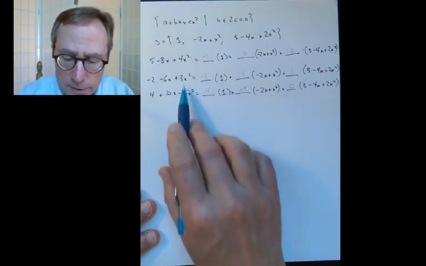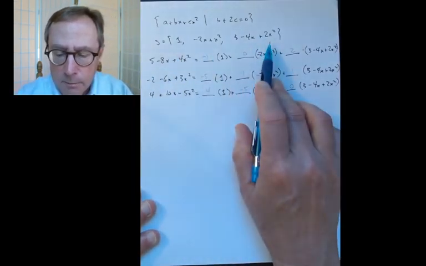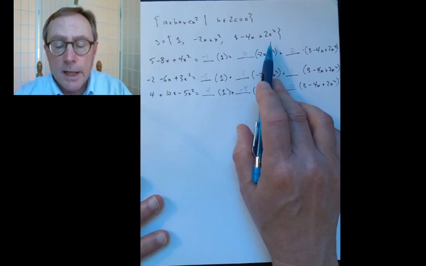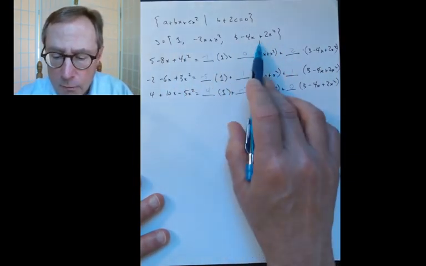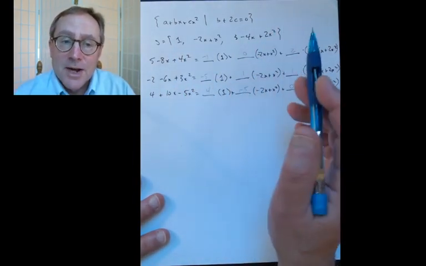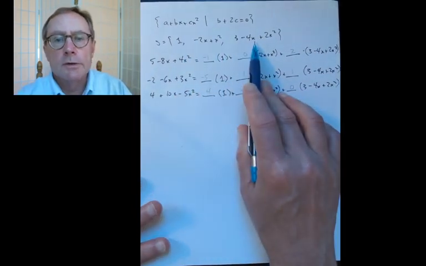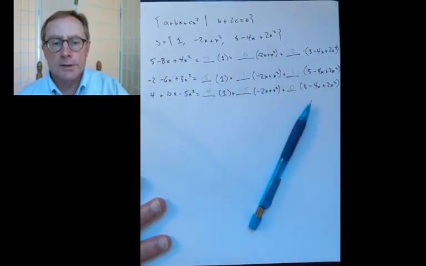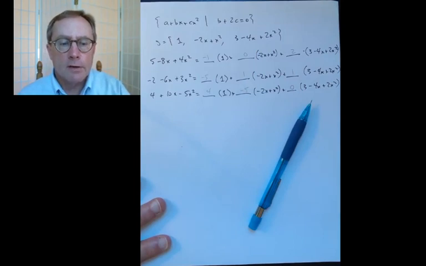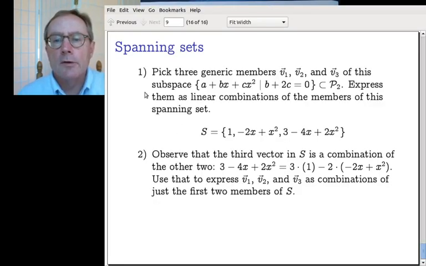Okay, so what I found is that by just thinking about the numbers, not the letters yet, I can write any member of the space as a combination of those three things I tried. So that was the first question. Then the second question is, observe that the third member of S is a combination of the other two. 3 minus 4x plus 2x squared is a combination of the first two.